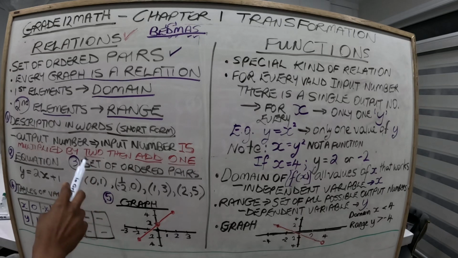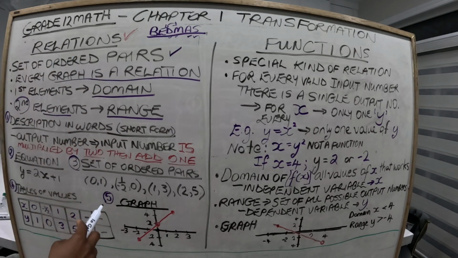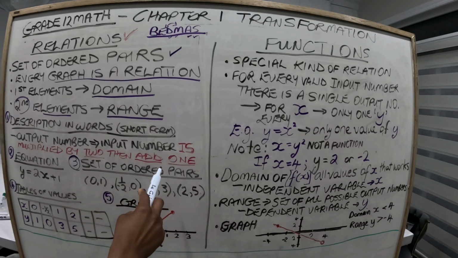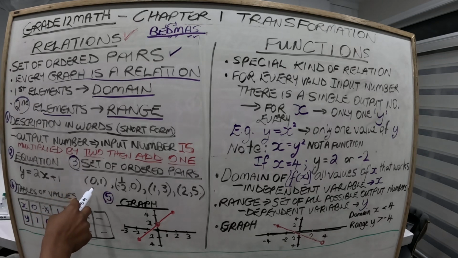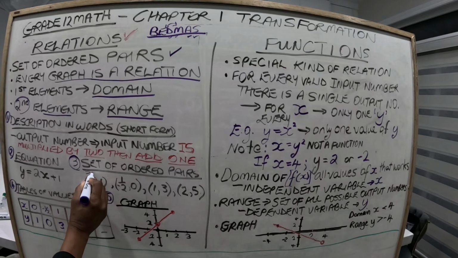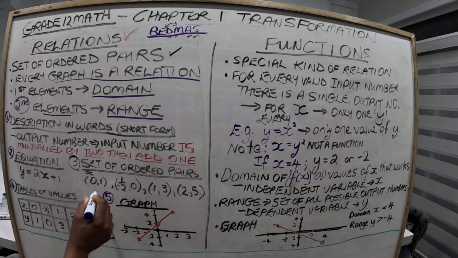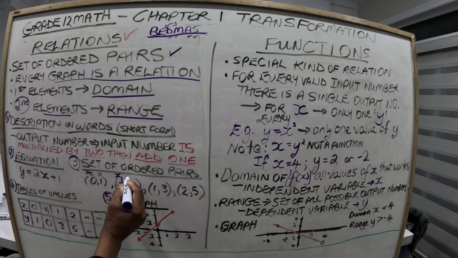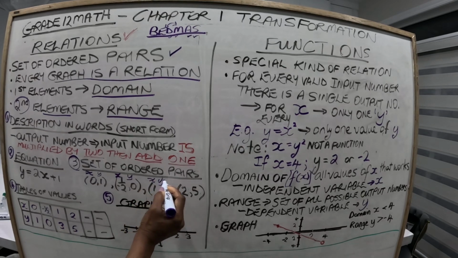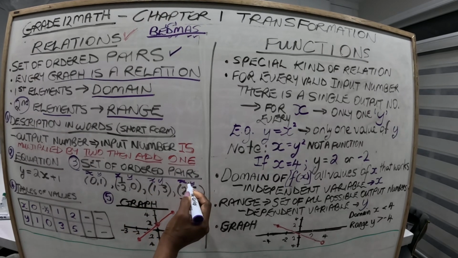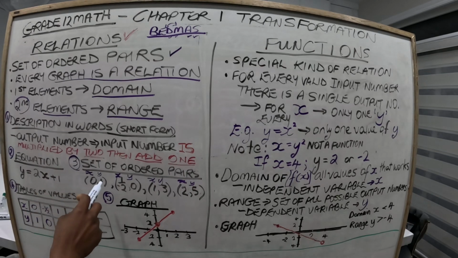Now, the third way of expressing relations is by a set of ordered pairs. So in this case, we have (0, 1). That's the first ordered pair. And remember, your x comes first. So this 0 represents x, the value of x on the x-axis. And 1 represents y. And you continue for each one: x, y, x, y. Always remember that. I'm sure grade 12 students would know that. So you always have x, then y.